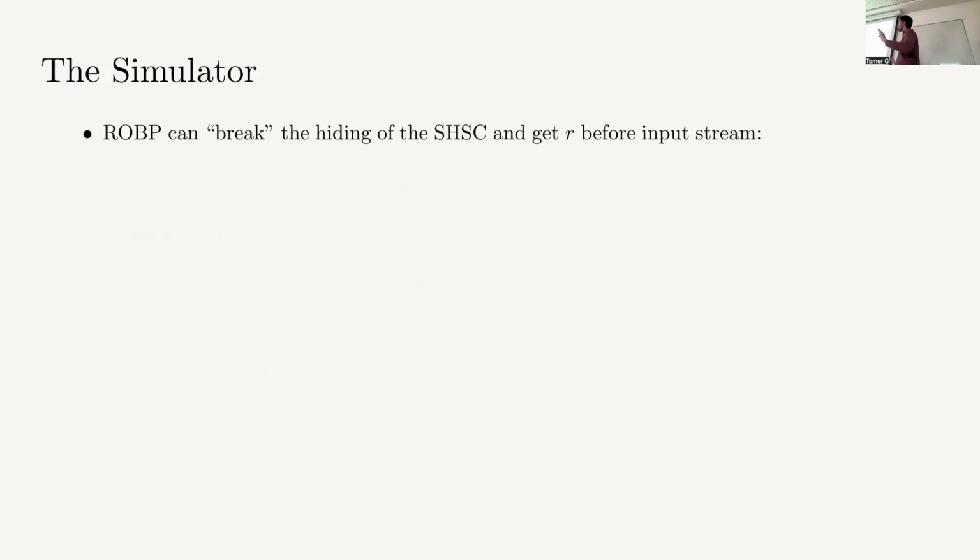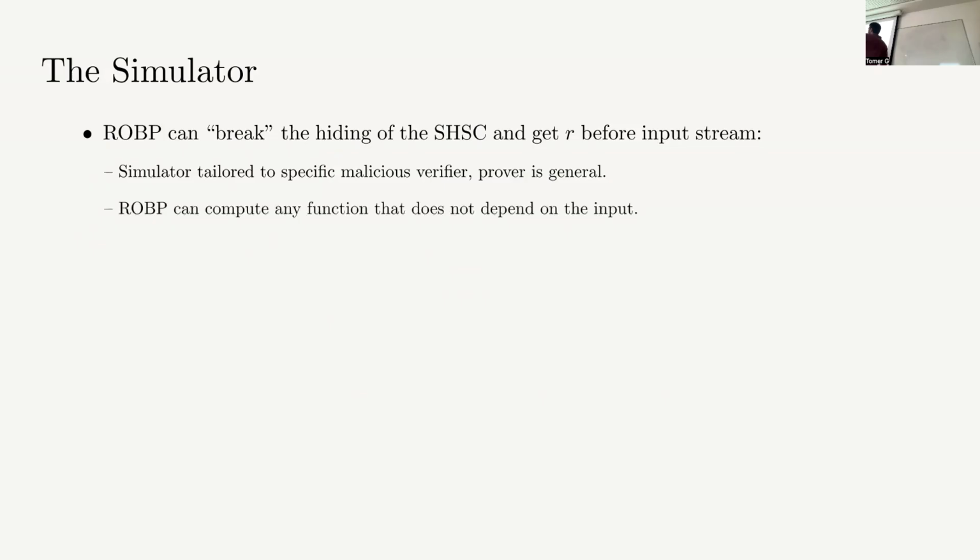Okay, so just a few words about how it breaks the hiding of the commitment. As I said, the simulator is specifically tailored to the verifier, whereas the prover is general. So that gives it that edge that it needs. And also, the little extra oomph that the read once branching program has is that if there's a function that's independent of the input, it can compute it. Even if it's an uncomputable function, it can immediately just get the answer to that function.